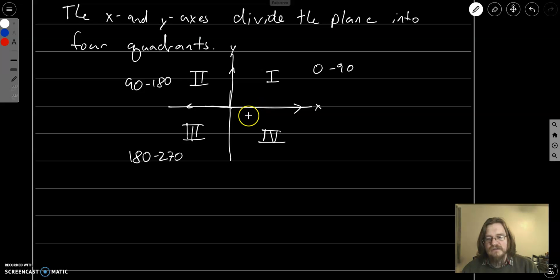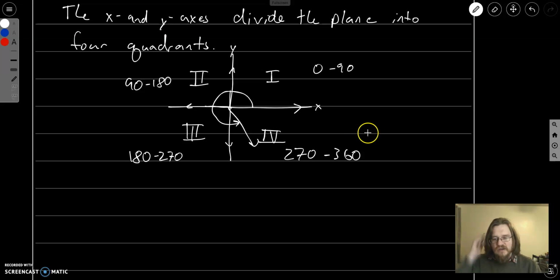And if I had an angle that stretched all the way around, we've gone 3/4 of the way. 3/4 of 360 is going to be 270. And if I go all the way back to the beginning, it's going to be 360. So angles that are between 0 and 90 will live in quadrant 1, between 90 and 180 in quadrant 2, quadrant 3, and quadrant 4.